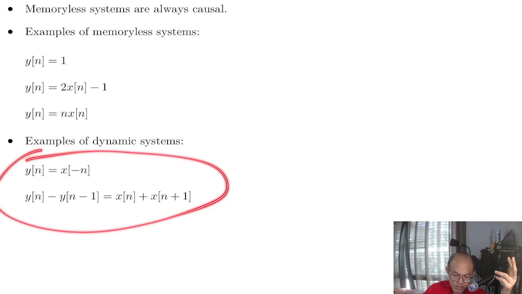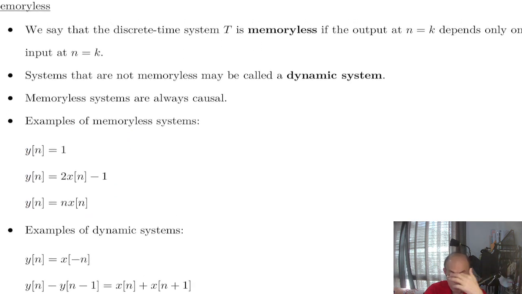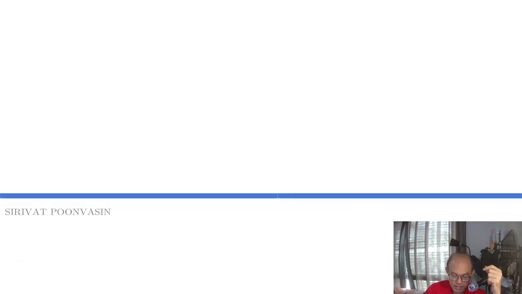Now these are not memoryless systems, but these are memoryless systems. Sometimes a system that is not memoryless is called a dynamic system. So whenever you see a dynamic system, it means that it is not memoryless.